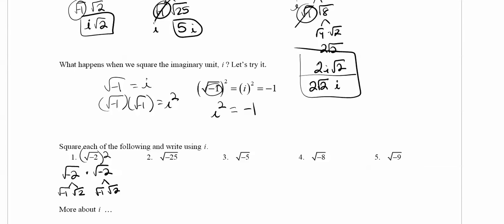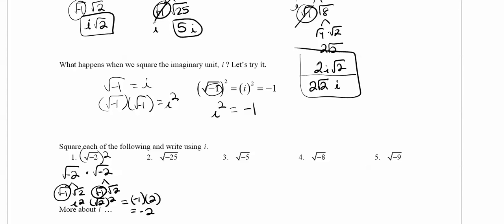What happens to each of these square roots of -1? Each becomes i, so together that becomes i squared. Then I also have the square root of 2 times the square root of 2, which is the square root of 2 squared, and that is 2. Because i squared is -1 and the square root of 2 squared is 2, my final answer is -2.